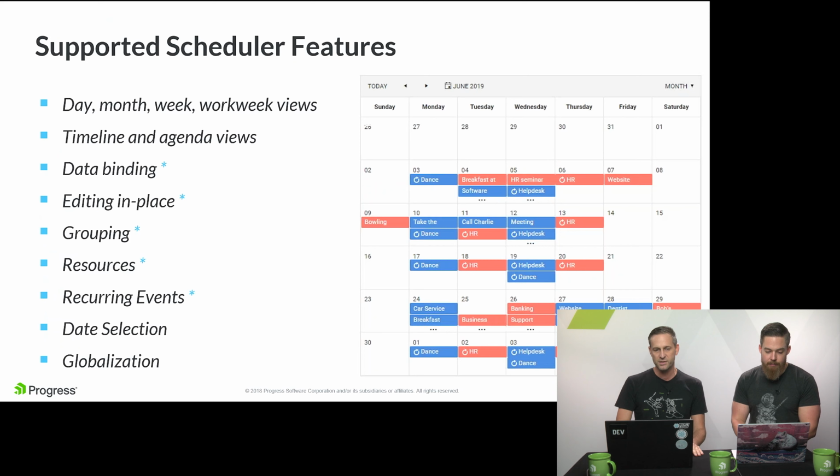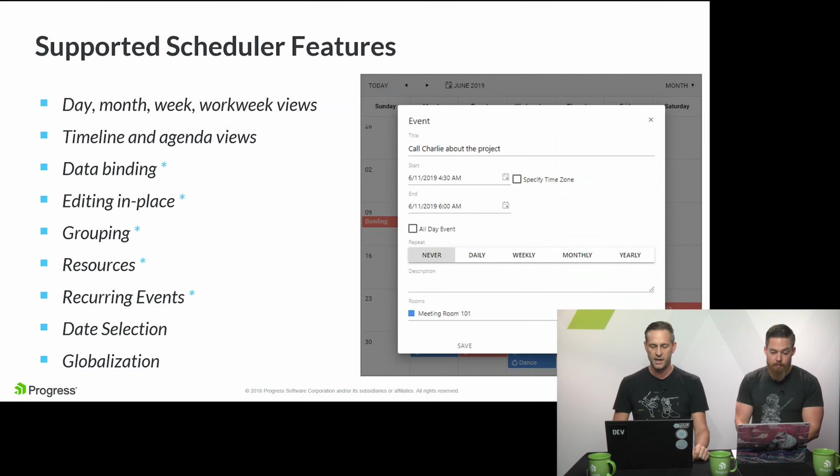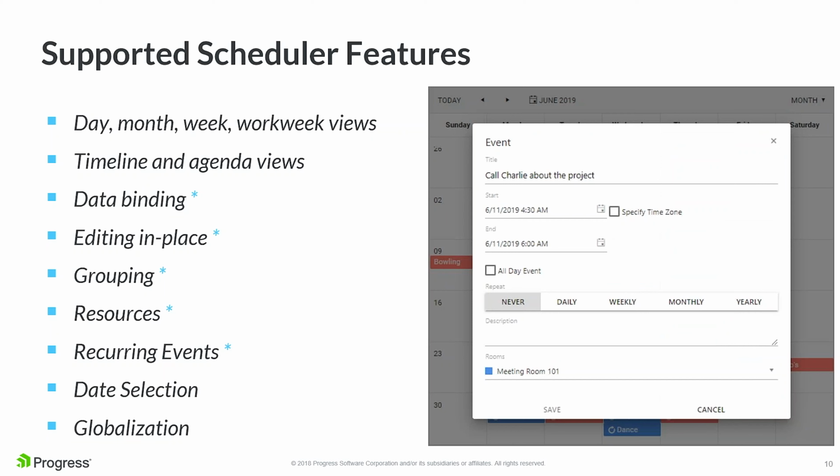Awesome. Some of the supported features in the scheduler, like data binding, and actually these two slides right here are going to show several things working all in combination. So you've got data binding, editing in place, grouping, resources, and recurring events. As we go from one slide to the next, you can just imagine that I'm clicking on one of these and opening up the event information. This specific demo is using all of these things that are starred here. So you can do a lot at one time with the scheduler, or you can do just a few things at one time. So it's very versatile.